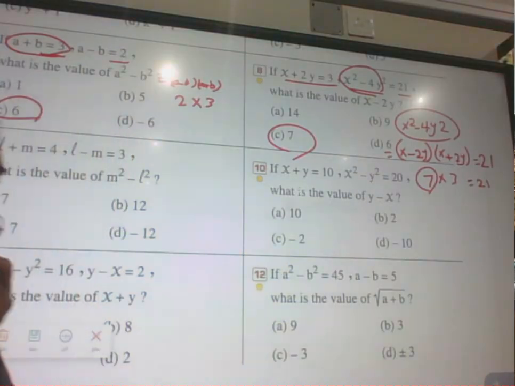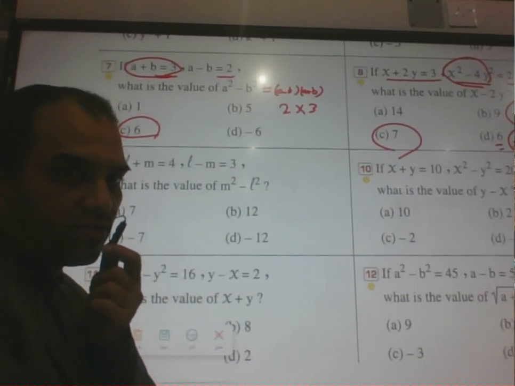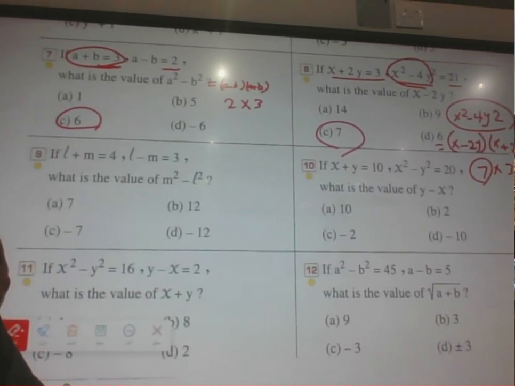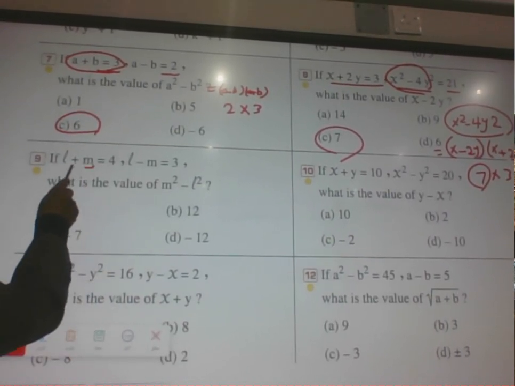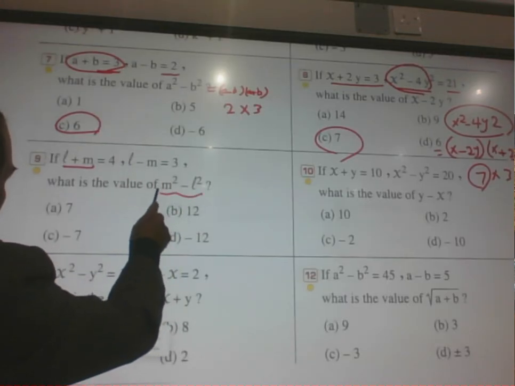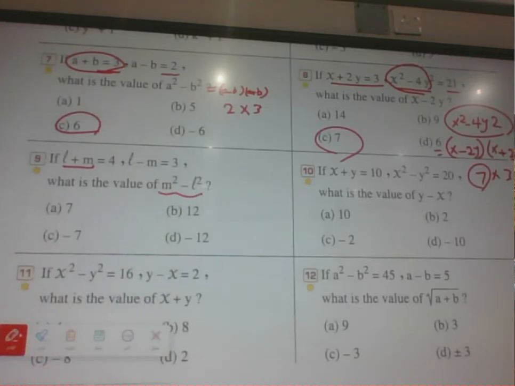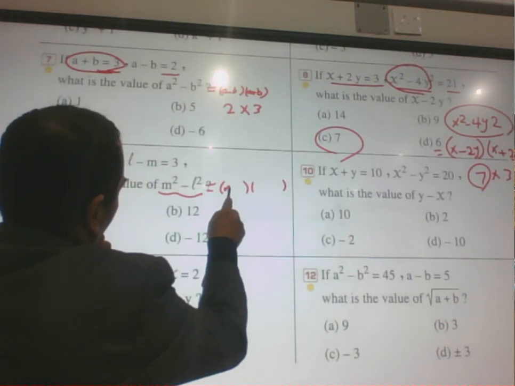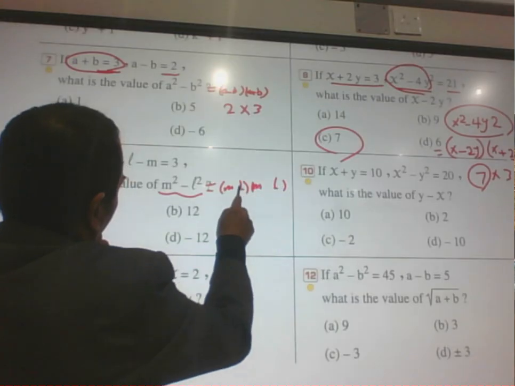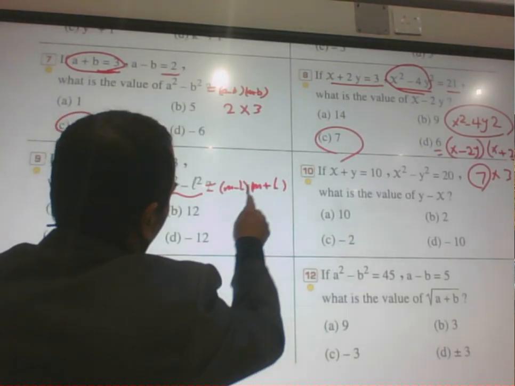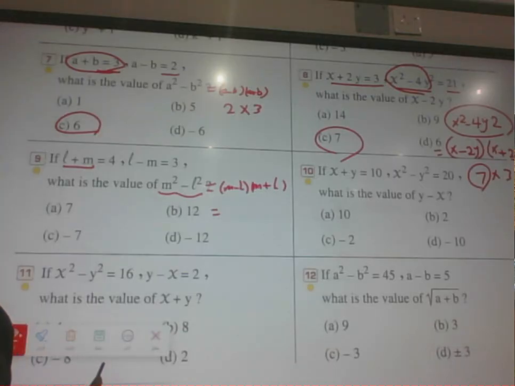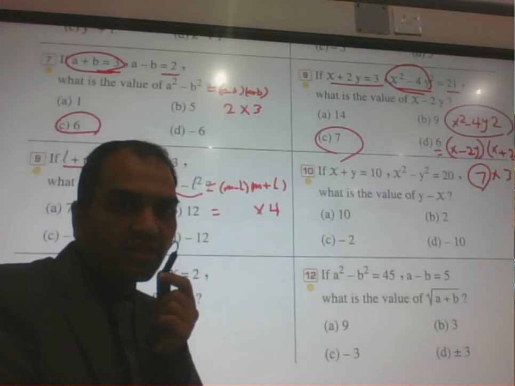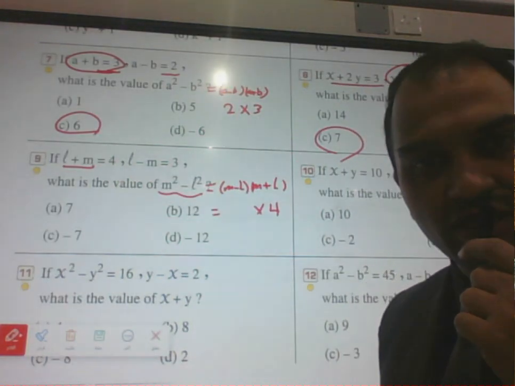Next question here, number 9. Come with me here, number 9, my students. Okay. Look at number 9 with me. Now, number 9, if L plus M equal 4 and L minus M equal 3, find the value of the expression M power 2 minus L power 2. In this example, I can factorize it as a product of two factors, M times M and L times L, negative and positive. Now, I will put the value of L plus M, which is 4.